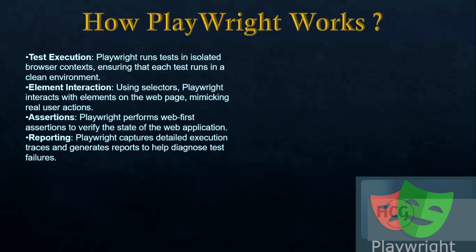Then we have assertions. Playwright performs web first assertions to verify the state of the web application. Then of course we have reporting also. Playwright captures detailed execution traces and generates reports to help diagnose test failures, and that is very important. Why is it important? Because as one starts creating automated tests, they will be increasing their regression test pack. When the regression test pack keeps increasing, it becomes very painful to find the point of failure, the point of pain, and that's where the reporting part comes into the picture.